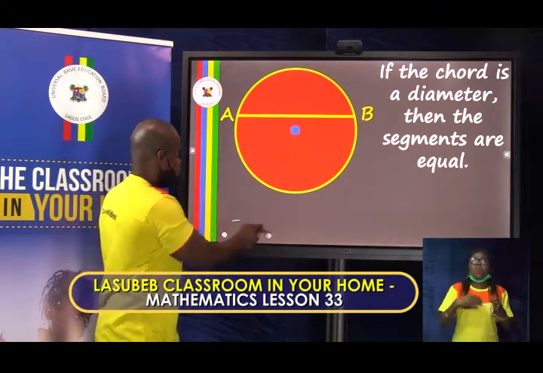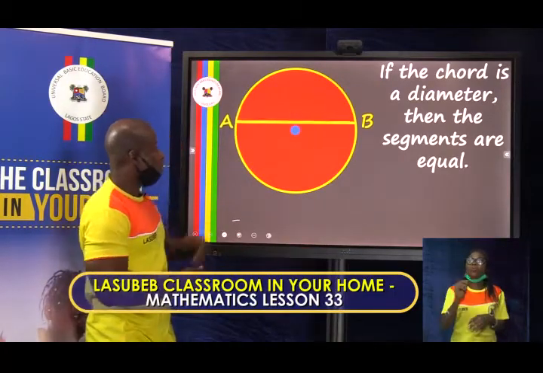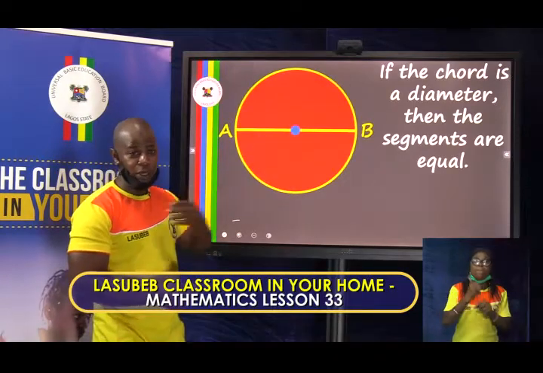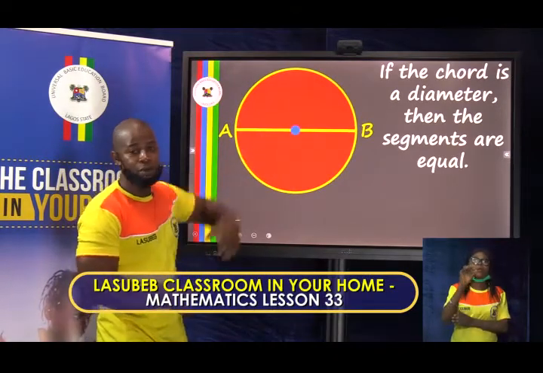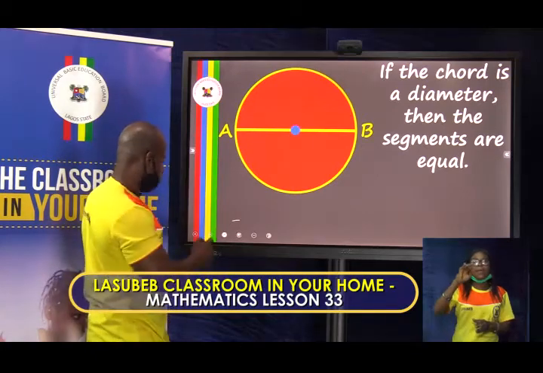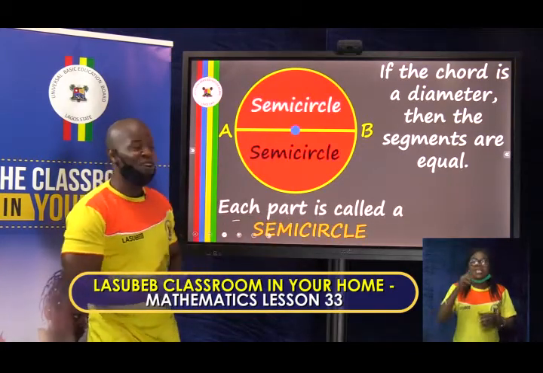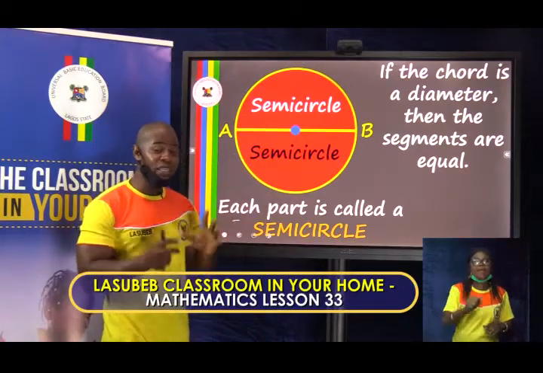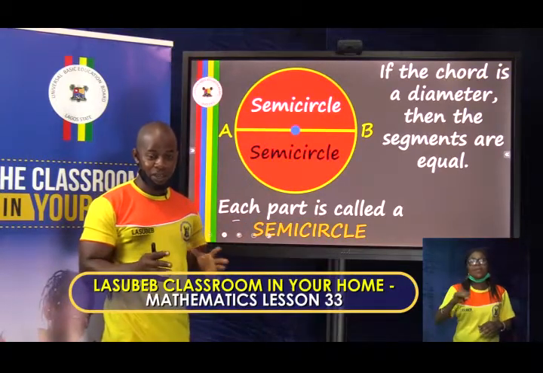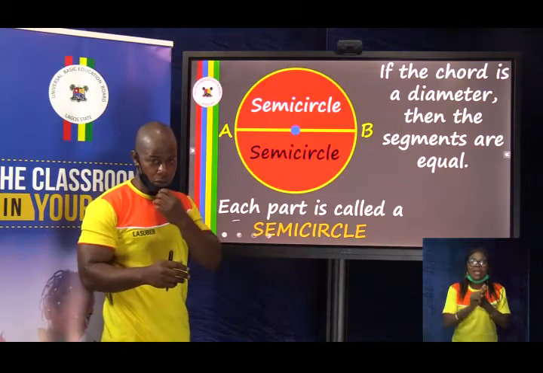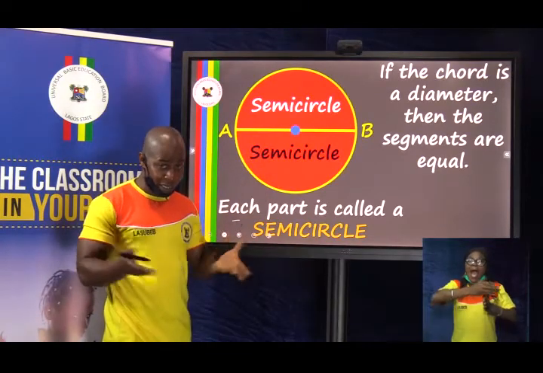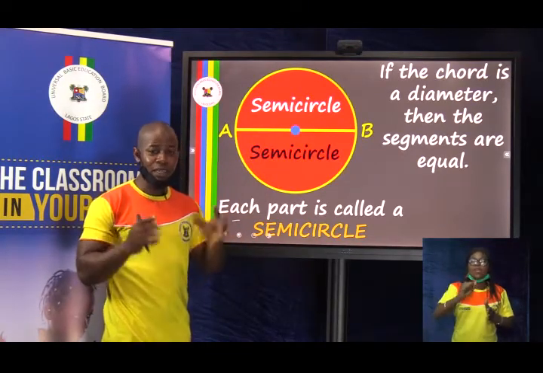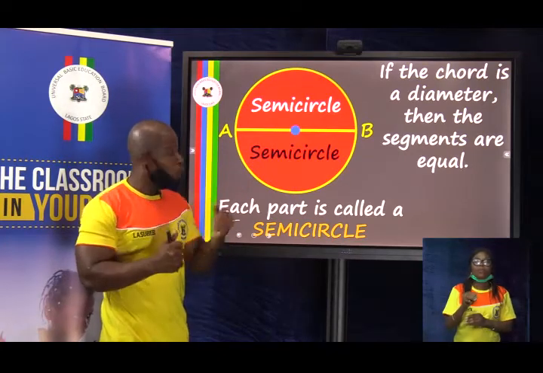So now, if we make that chord into a diameter, then now the segments are equal. And each part is now called a semicircle. Okay, you see, the semicircle is a special segment. That is half of a circle. The semicircle again is a segment, but it's a special segment that makes up half of the circle.